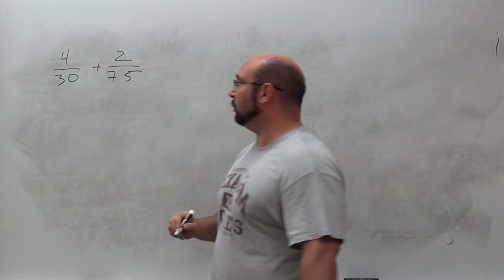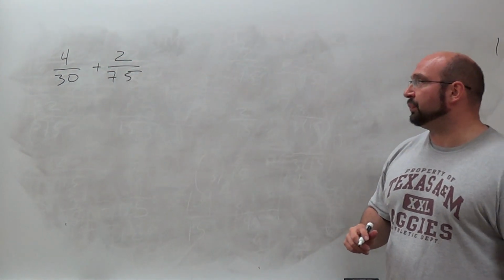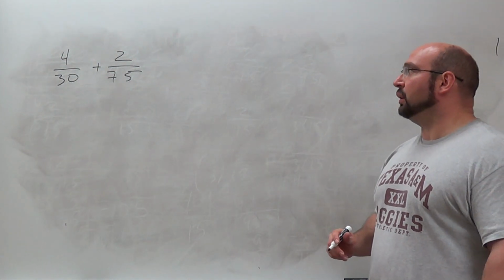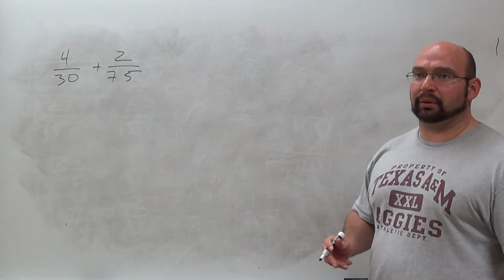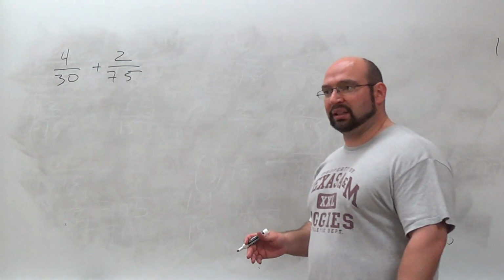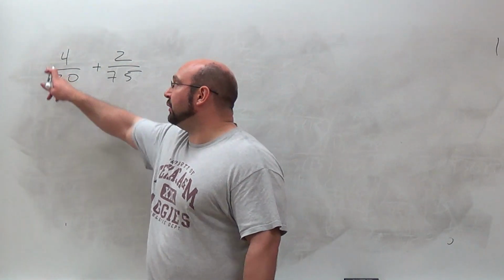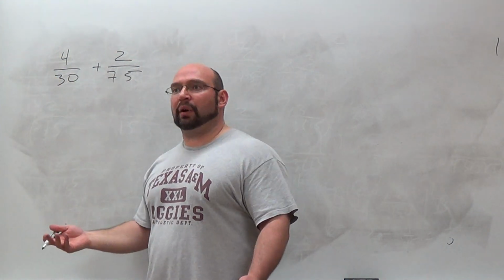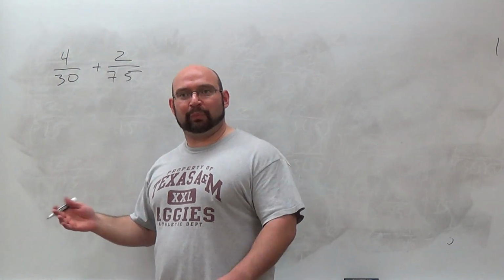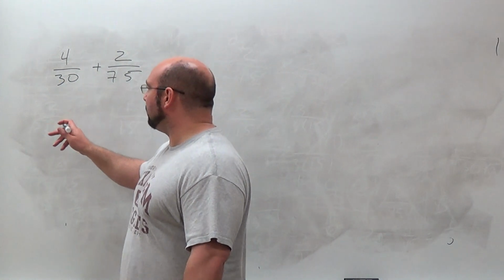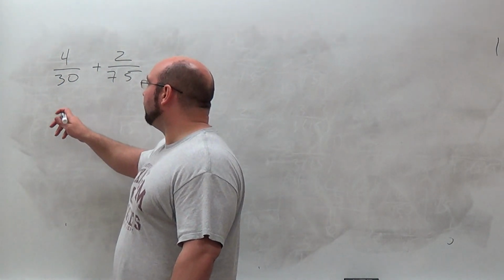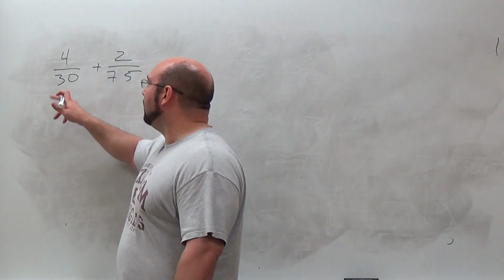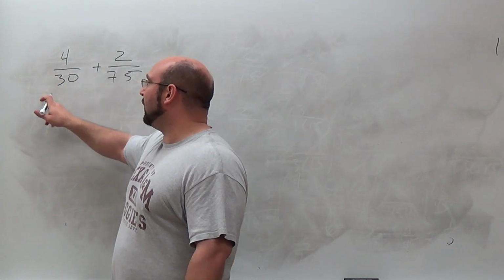Okay, so 4 over 30, 2 over 75, right? I'm looking at this. Those are big numbers. I'm going to make it a little easy for me. Can I reduce this? Right? I can. Do I want to? I don't know. Maybe I do, maybe I don't. But for the sake of ease, let's just say we're going to do it. So I divide this and this, and what do I find?